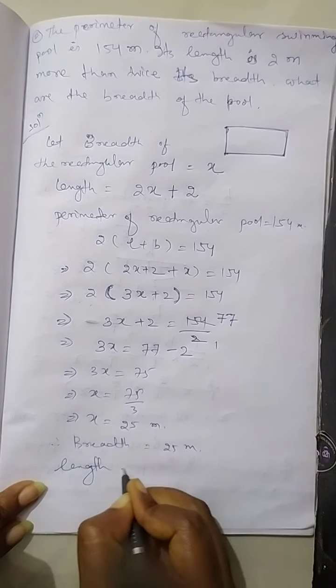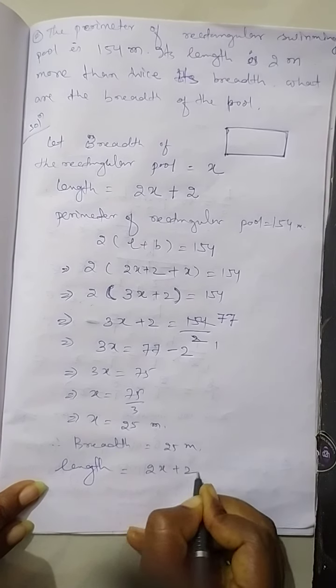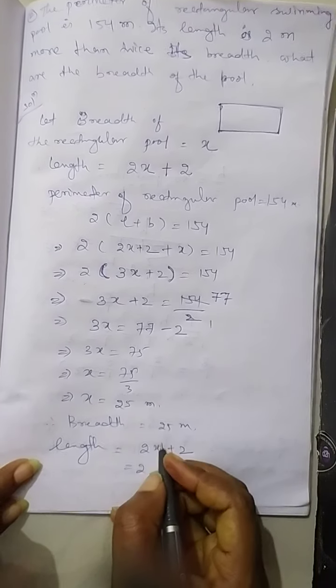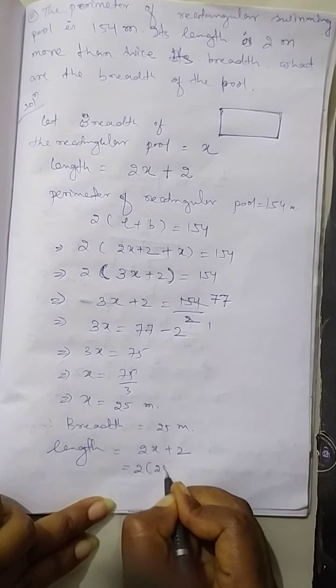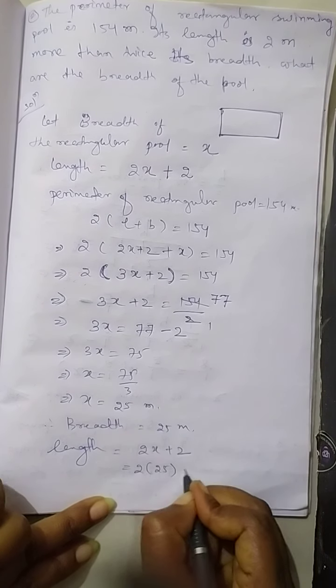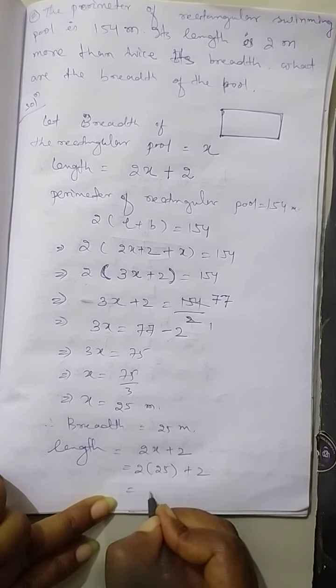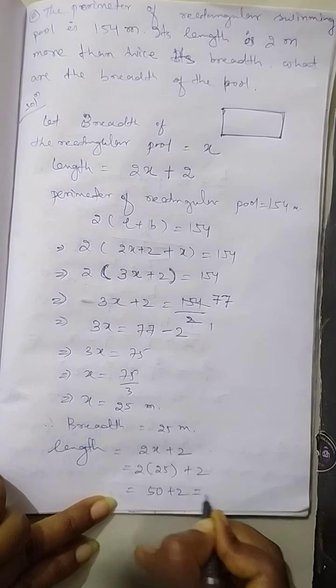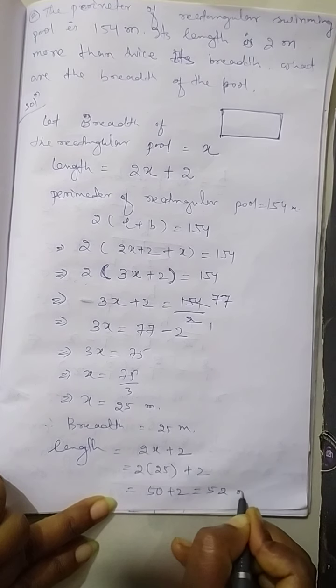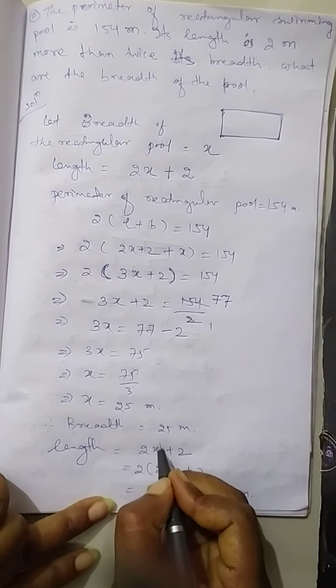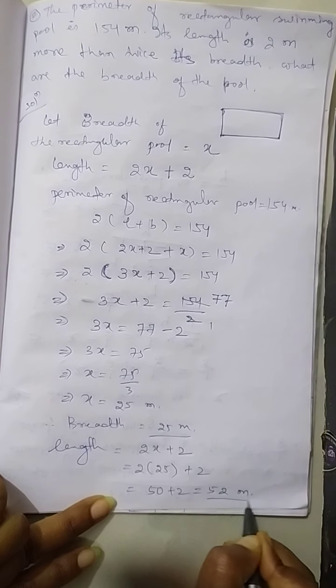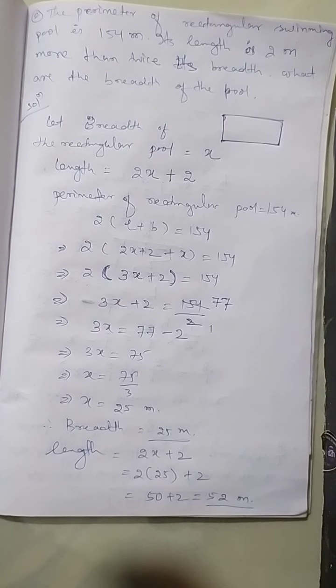And what will be the length? Length is 2x plus 2 meter, that is 2 into x. Put the value of x as 25, plus 2. 2 into 25 is 50, plus 2 is 52 meter. So the breadth is 25 and the length is 52 meter.